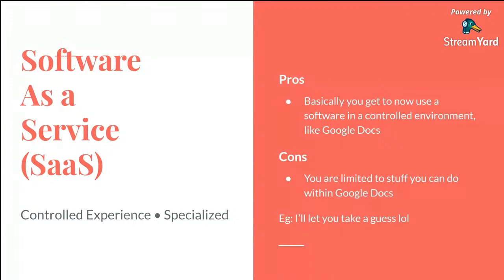And okay, back to software as a service. The pro is you get software in a controlled environment, like Google Docs. The bad thing is that you're stuck in Google Docs, so you can only do things that you can do there. And as an example, I'll let you guess what the example is.